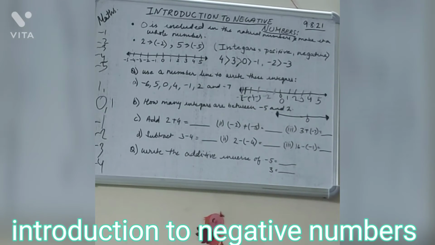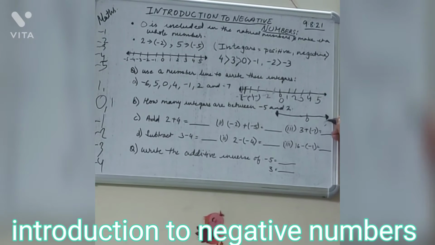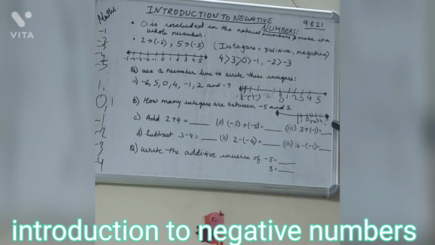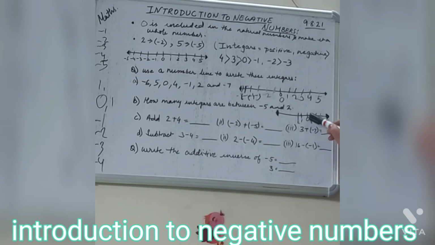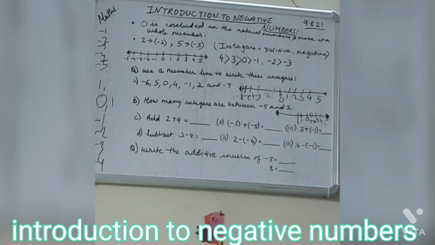How many integers are between -5 and 2? So you can imagine or you can do, this is -5, then -4, -3, -2, -1, 0, 1, 2, right? So how many numbers do we have in between? See, -4, -3, -2, -1, 0, 1. Here 1, 2, 3, 4, 5, 0 is 6, 1 is 7 and 2 is 8. So we have 8 integers between -5 and 2.